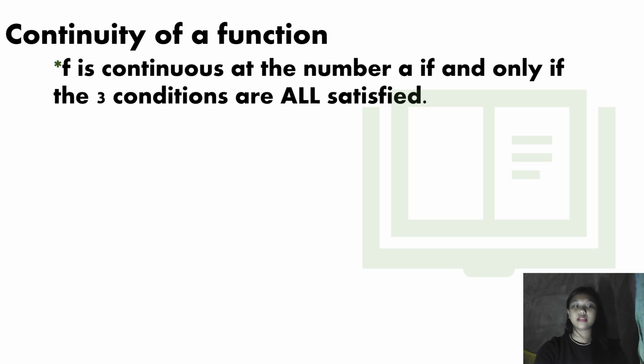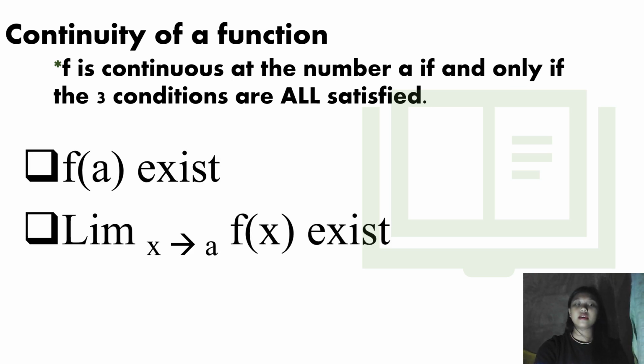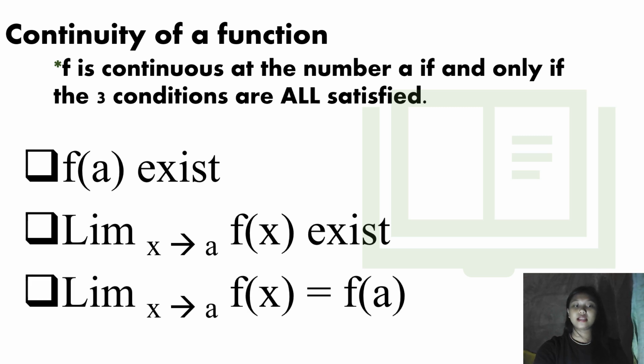Continuity of a function states that f is continuous at the number a if and only if the three conditions are all satisfied. Remember, the first condition is f of a exists. The second condition is limit x approaches a of the function exists, and the third condition is that limit x approaches a of the function is equal to f of a, which means they must be equal, they must be the same.